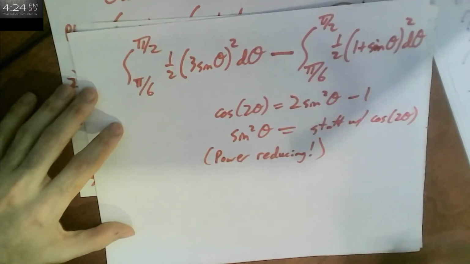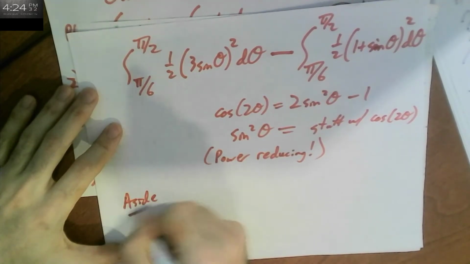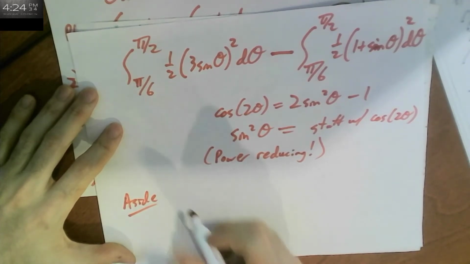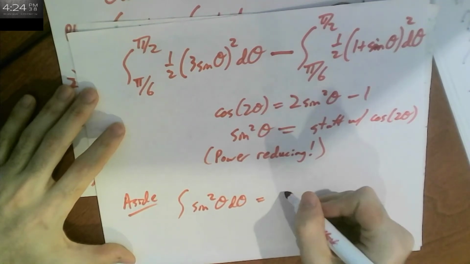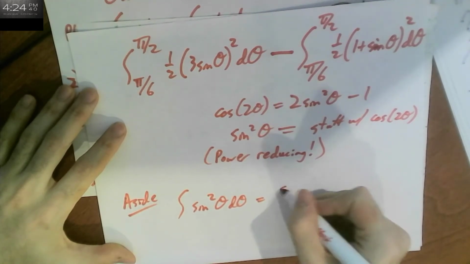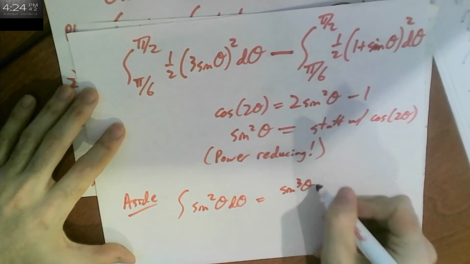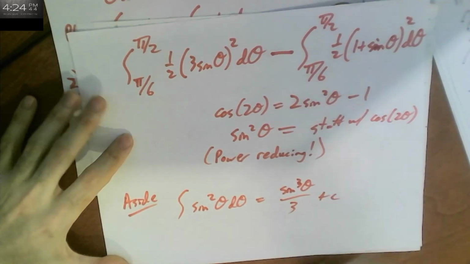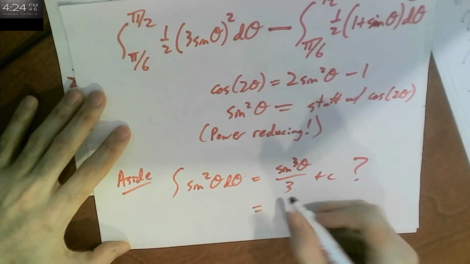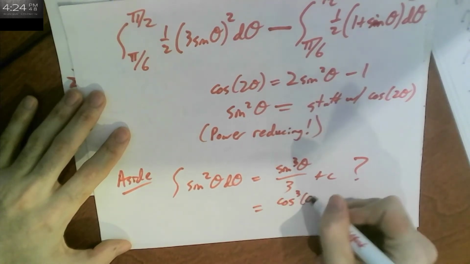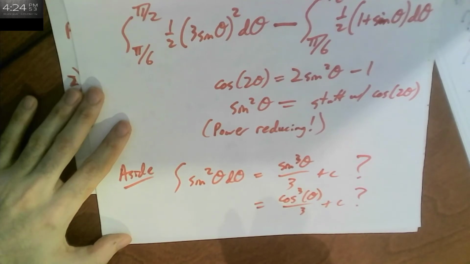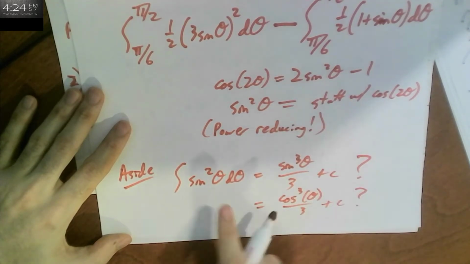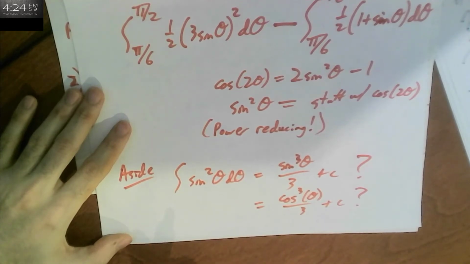Just to point out real quick, as an aside, one might think that the integral of sine squared theta d theta should be something like sine cubed of theta over 3, maybe. Let's see. Or maybe it's cosine cubed, because sine and cosine relate to each other, so maybe that would make sense. No, no, no. Try derivatives of these. You do not get sine squared.